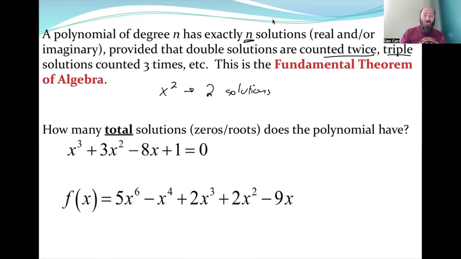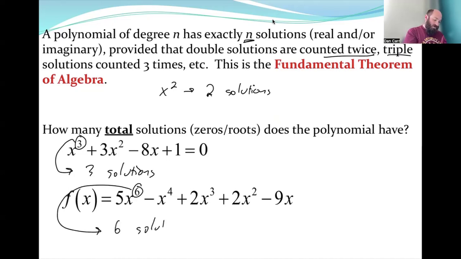So how many total solutions do we have in both of these cases for these polynomials? It is just straight up about this right here. The highest degree is 3. So that means there's going to be 3 solutions. Okay. For this next one, 6 is there. So I'm going to have 6 solutions.